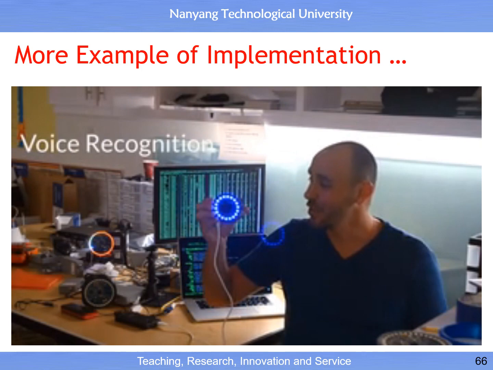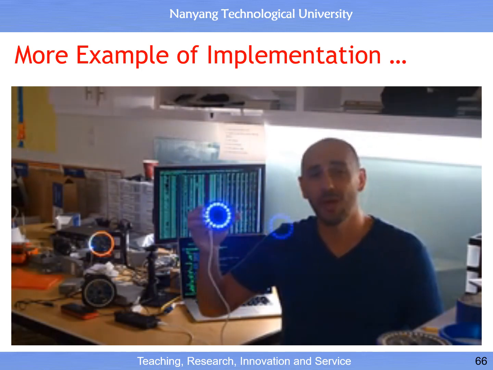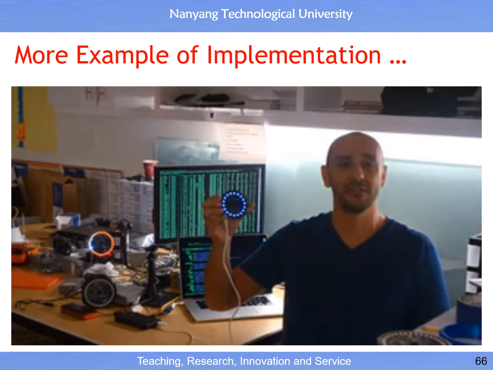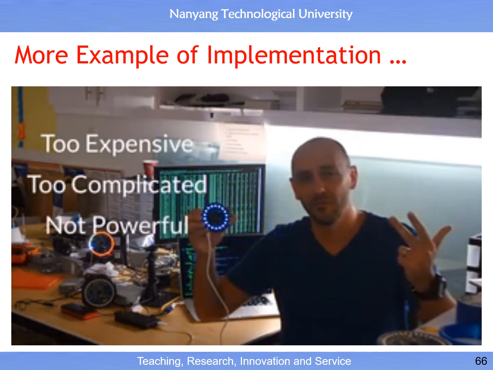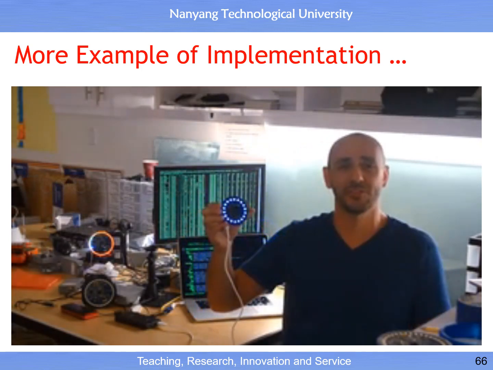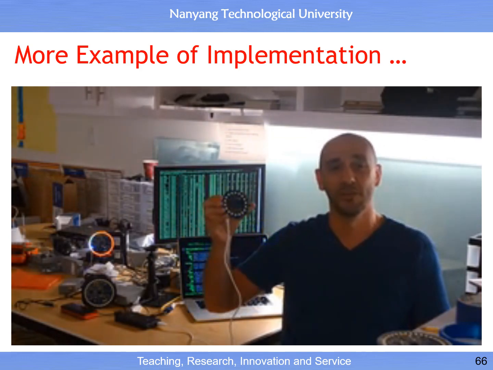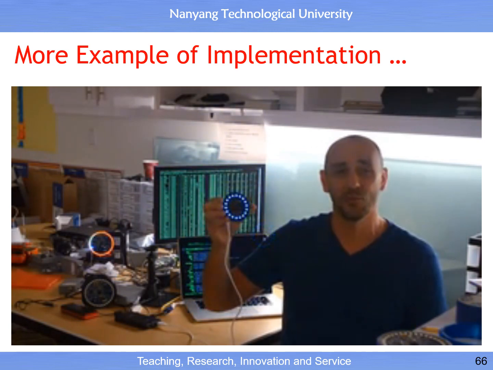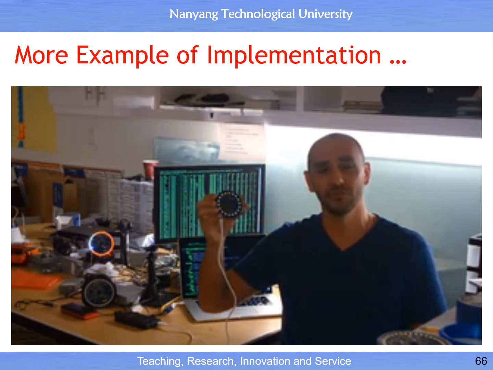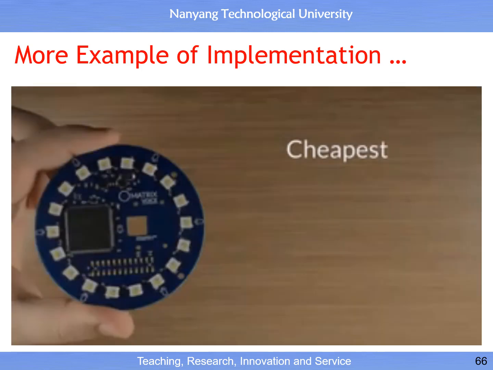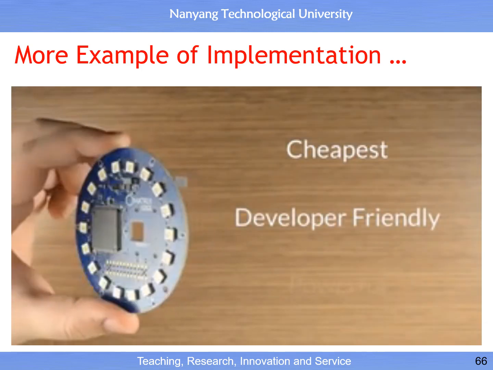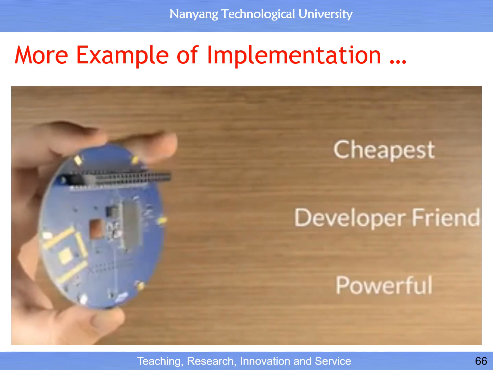Voice recognition. The only problem is that everything on the market is either too expensive, too complicated, or just not powerful enough. The best options are Amazon Echo and Google Home, but then you're locked into the respective services and integration. That's why we're proud to introduce Matrix Voice. The cheapest, most developer-friendly, and most powerful development board for voice applications.